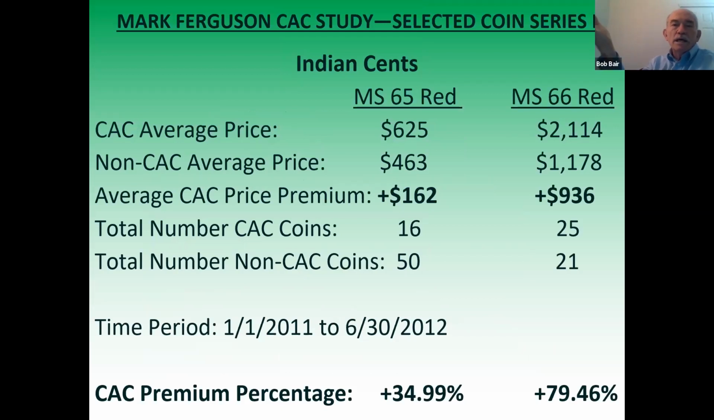Okay, we'll take a quick glance at a couple. Indian cents, a lot of people collect Indian cents. So what did Ferguson find when he compared a CAC MS65 red over that year and a half period to a non-CAC? $625 to $463. The difference is $162. If you look at the bottom, that's a premium percentage of 34.99%. Over on the 66 red, I don't want to bury you under data, but the average CAC price premium was $936, which translates to almost 80%.